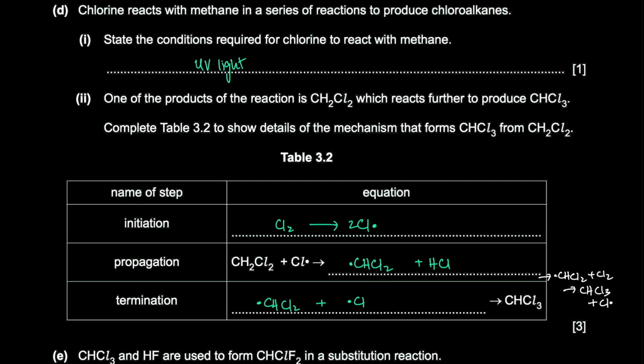Once you have this radical, it can react with chlorine radicals or it can react with chlorine molecules to form this product. If a radical reacts with a molecule, we say that's propagation, so that will be our second propagation reaction if you had to write out the mechanism in full. And if the radicals react with each other to give the product, that's termination.